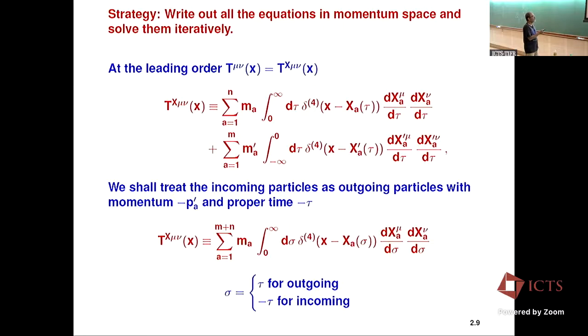So at the leading order, we can set E mu nu equal to 0. No gravitational field. And the only source of energy momentum tensor is the matter, so T_x mu nu. And T_x mu nu is given here.